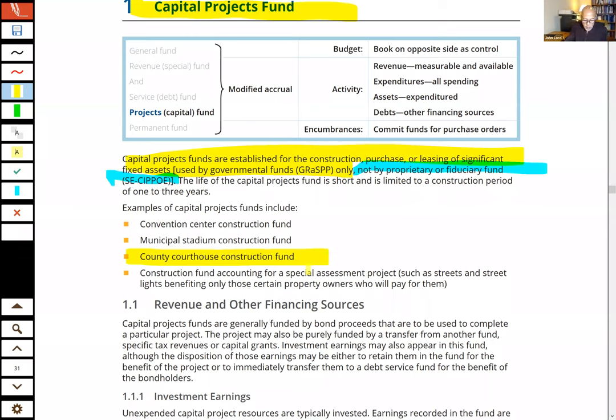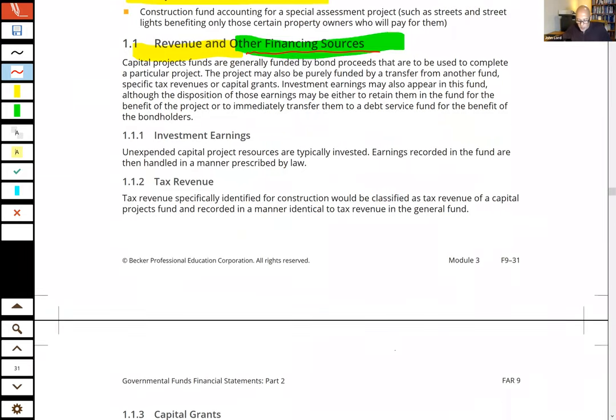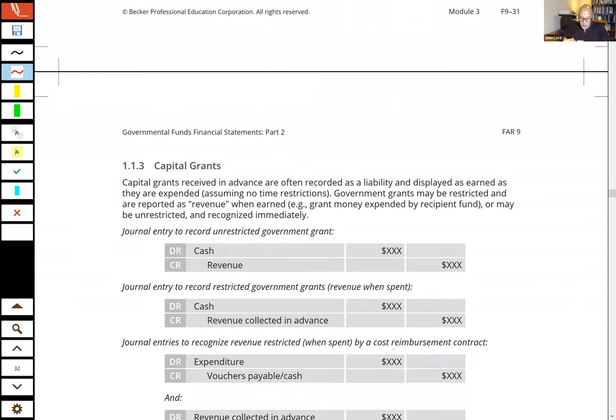Okay, so we start looking at revenue and other financing sources, and really most of the money is going to come into a capital project fund by being transferred in from other funds. And remember, when we talk about other financing sources, there are two: long-term debt proceeds and transfers in. There's only one other financing use. That's the transfer out. We're going to be focusing mostly here on other financing sources coming into this capital project fund in order for these resources to be available for the construction of a capital asset.